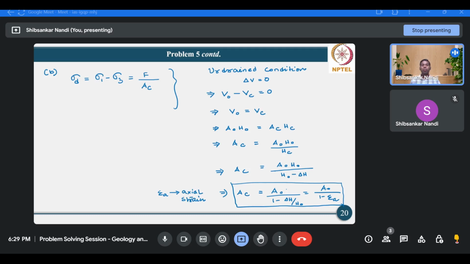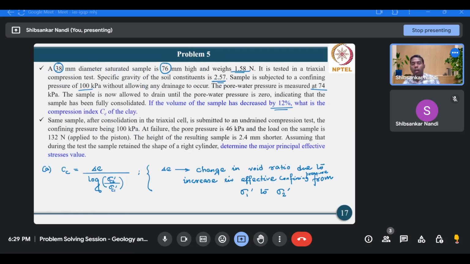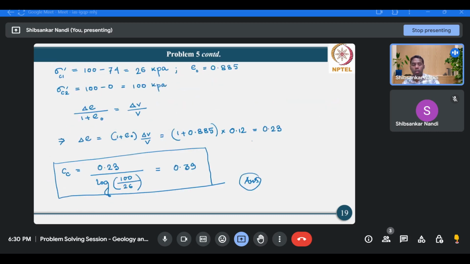strain. Now, for the second part of this problem, as we can see, the confining pressure is 100 kPa. The pore pressure at failure is 46 kPa, and the load which was applied to the piston was 132 Newton, and the height of the resulting sample is 2.4 mm shorter. So this is the axial deformation that happened for the soil sample.